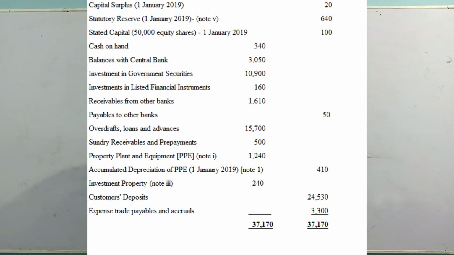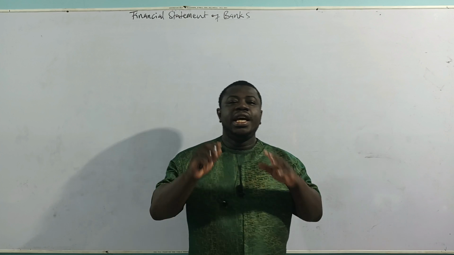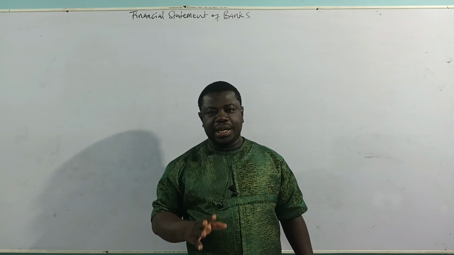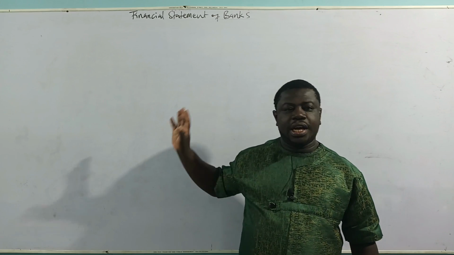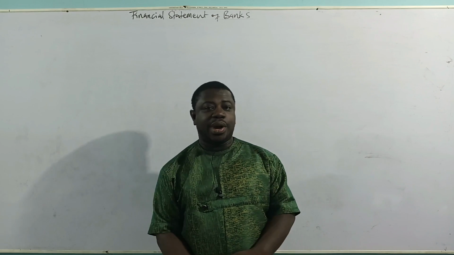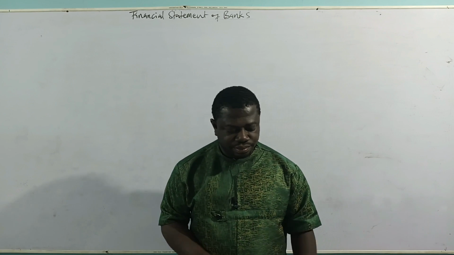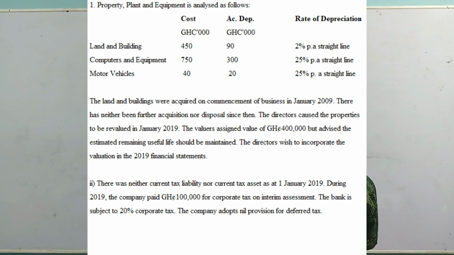And then we move to the additional information. This is where I want you to pay attention, because as we read, I'll explain, and then we'll begin to solve the question by starting with the workings. We'll look at the workings before we present the statement. So the following additional notes is relevant. 1. Property, plant, and equipment. So this is the note on PPE. Property, plant, and equipment is analyzed as follows.